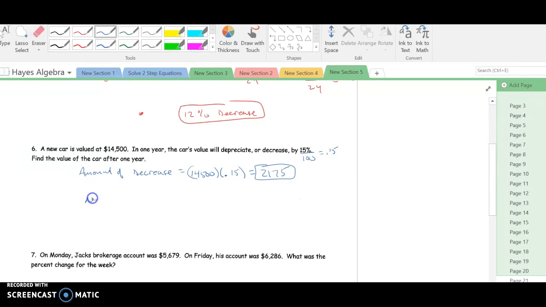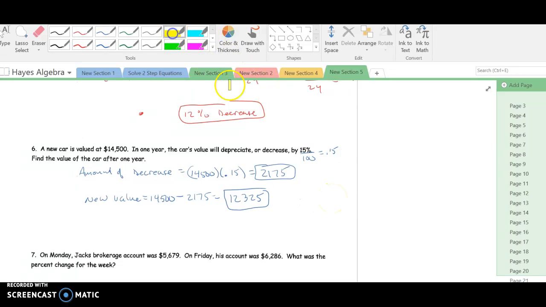So to figure out the new value, what we're going to do is take the 14,500 and subtract the 2,175. And when we do that, we end up with $12,325 as the new value for the car.